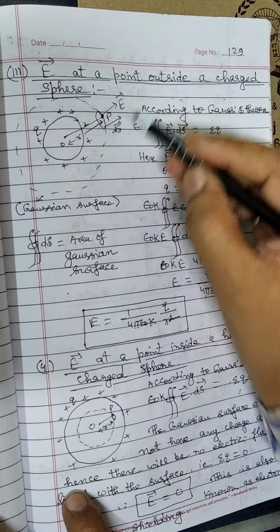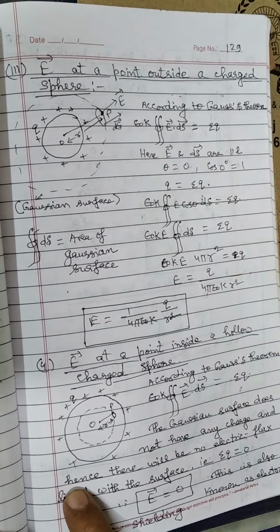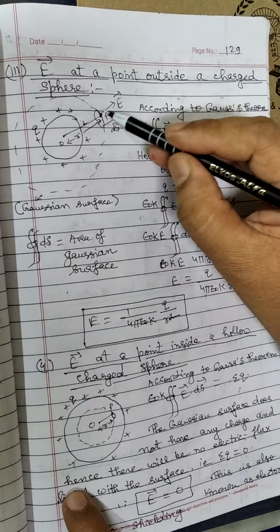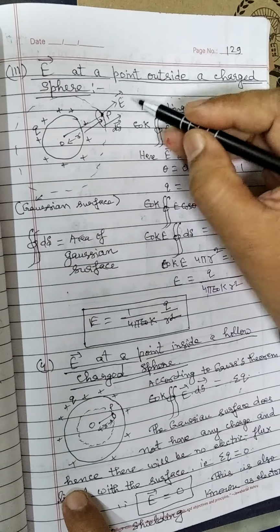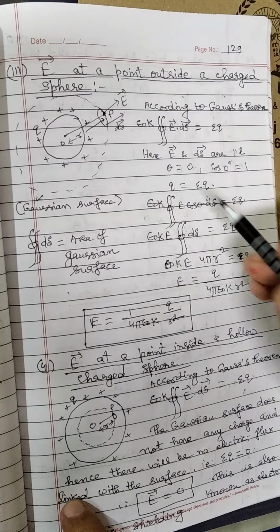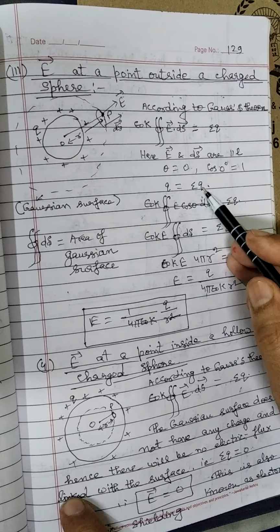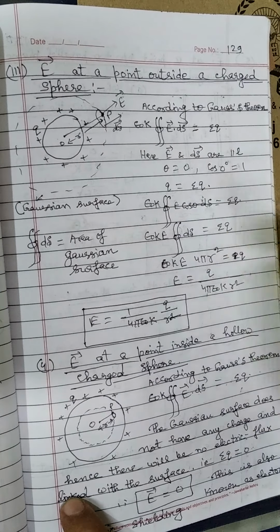The direction of E and ds are always parallel to each other. Not normal, they are parallel to each other. And theta is equal to 0 and cos 0 is equal to 1. And q is equal to the total charge which is distributed, that is the sigma q. The value of sigma q is q. Apply epsilon 0 times the surface integral of E cos theta into ds is equal to sigma q. E will be taken outside, and here sigma q is only q.